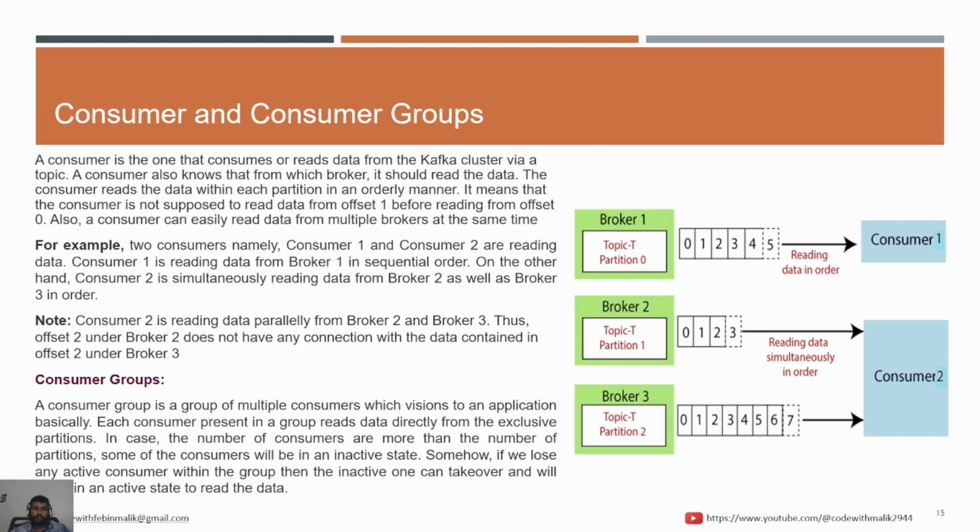Consumer groups. A consumer group is a group of multiple consumers which basically belongs to an application. Each consumer present in a group reads data directly from exclusive partitions. In case the number of consumers is more than the number of partitions, some of the consumers will be in an inactive state. Somehow, if we lose any active consumer within the group, then the inactive one can take over and will come into an active state to read the data.